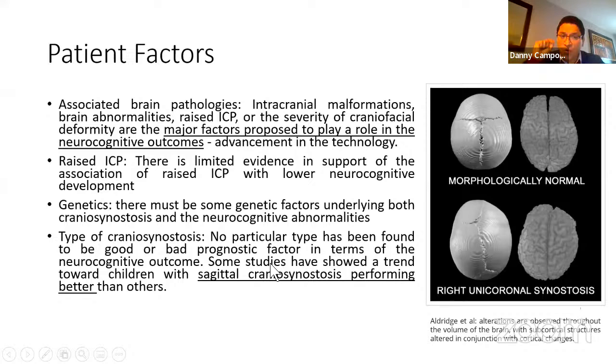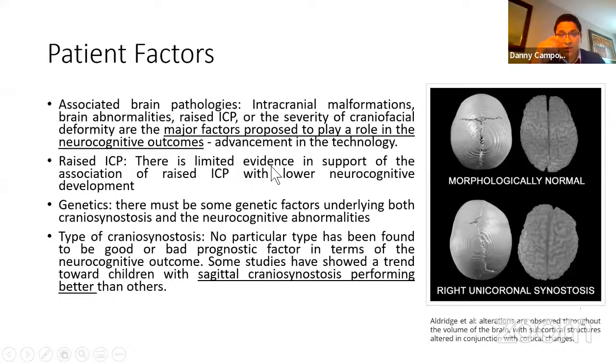As you see in the picture on the right, this deformation of the face may affect the growing of the subcortical structures, which may be affected by this deformational shape. These papers show subcortical structure alterations in conjunction with cortical changes. Intracranial malformation, brain anomalies, raised ICP, or the severity of the craniofacial deformity may play a role in this neurocognitive outcome.